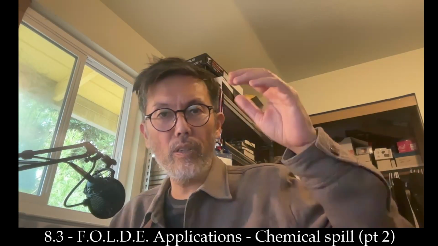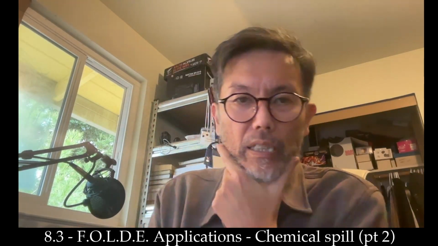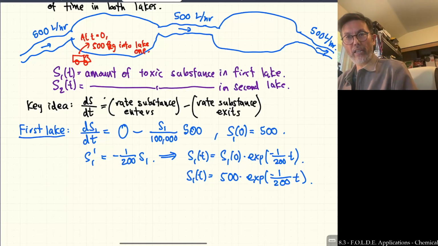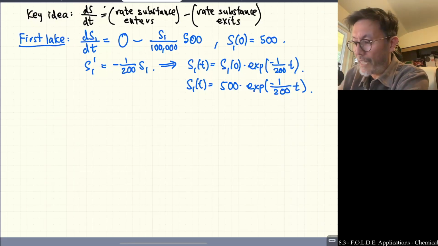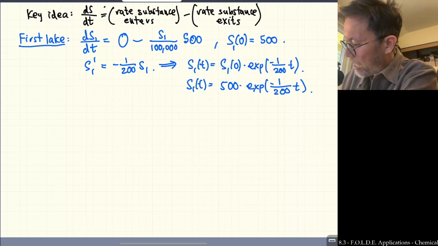Okay, so in this one, I want to finish up the problem that we started in the last one by thinking now about the second lake. All right, so let's go do that. So we've got this set up. Now I want to think about the second lake. We've finished out the first lake entirely. We know the status of the toxic substance in the first lake completely. How about the second lake?